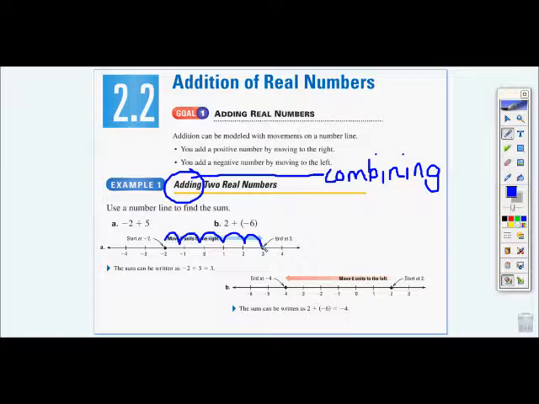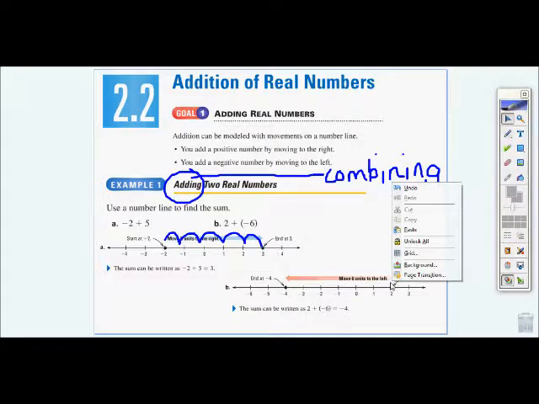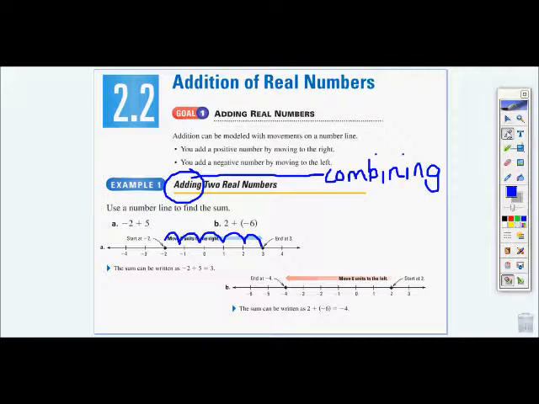In letter B, I'm going to start at my positive number 2, and I'm going to combine it or add to it a -6. So 2, combine 1, 2, 3, 4, 5, 6 jumps to the left because it's a negative, and I land on -4. So the answer is 2 plus -6 is equal to -4.